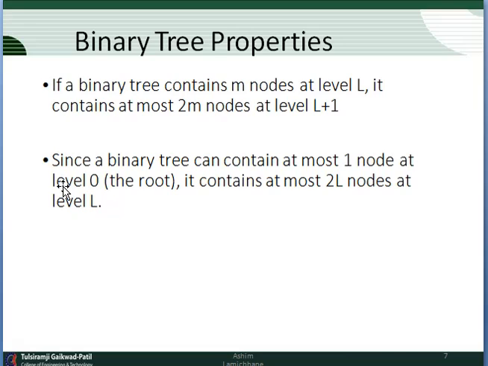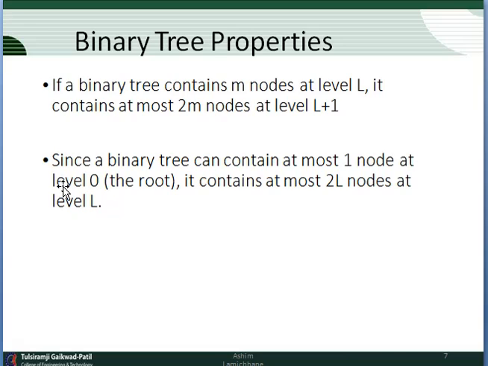There are certain properties related to binary trees. If a binary tree contains m nodes at level L, it contains at most 2m nodes at level L plus 1. That's it. The whole multiplication will be in terms of multiplying by 2. Say at level 0, if one node is there, at the next level it should not exceed more than 2. That is 2 multiplied by the previous level value, which is 1, so the next level will be 2 multiplied by 1, that is 2.